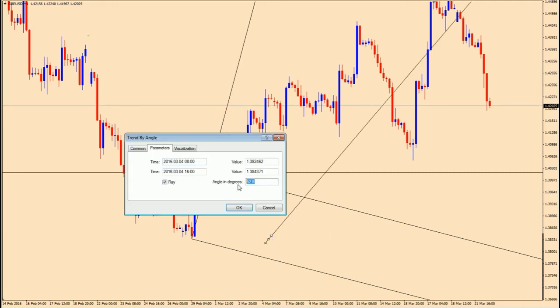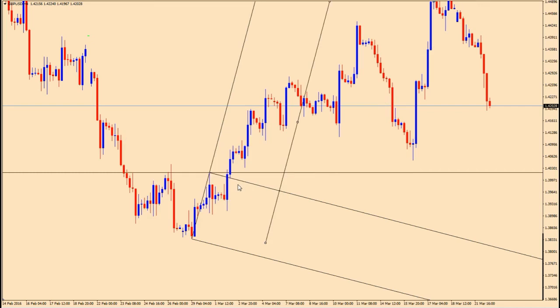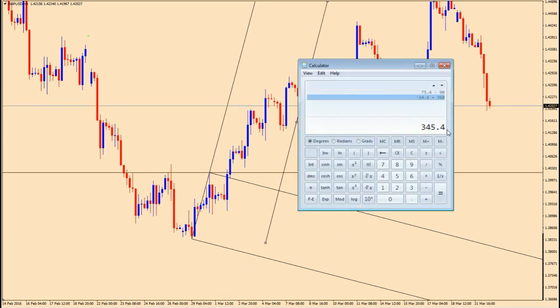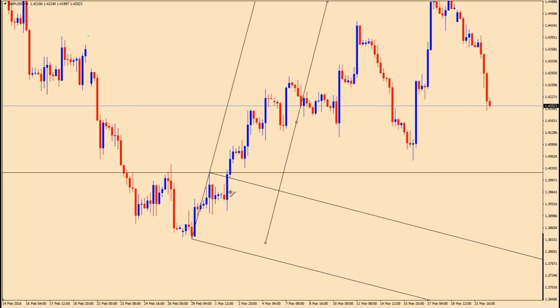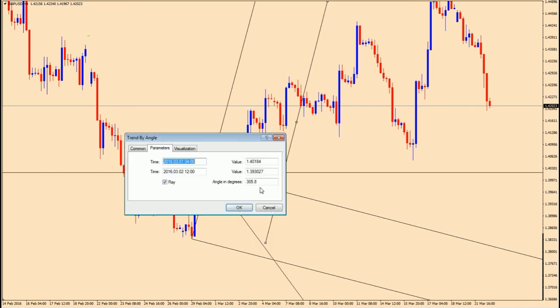So 75.4 degrees, and then we have the angle, but we need to figure out where exactly to put it so the square is perfectly shaped. And to do that, all you have to do is take your 345.4 degree angle, which is this down angle, and subtract 45 degrees from it. That gives us an angle of 300.4 degrees. So what we'll do is take our angle tool and go down at 300.4 degrees.